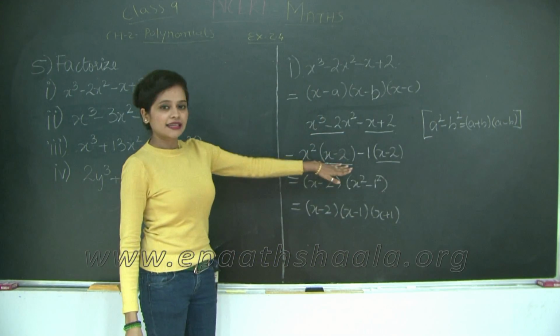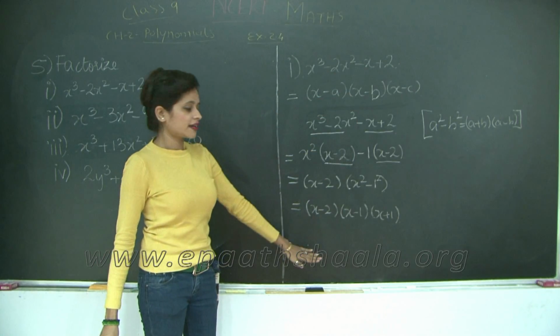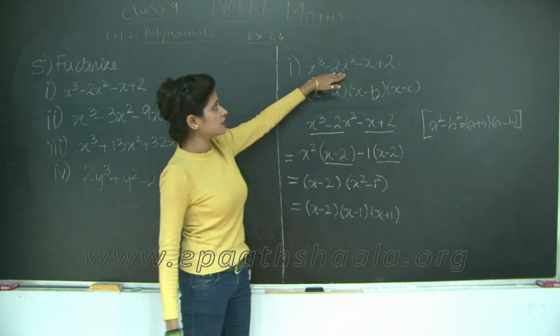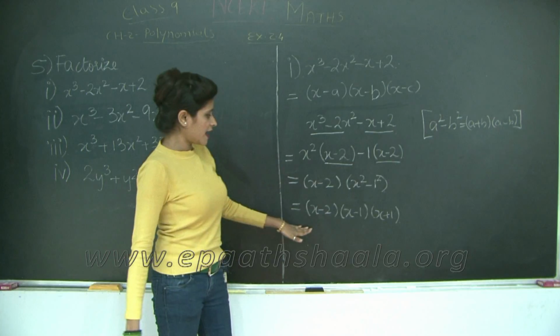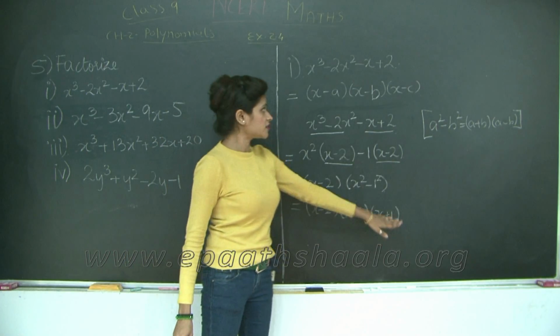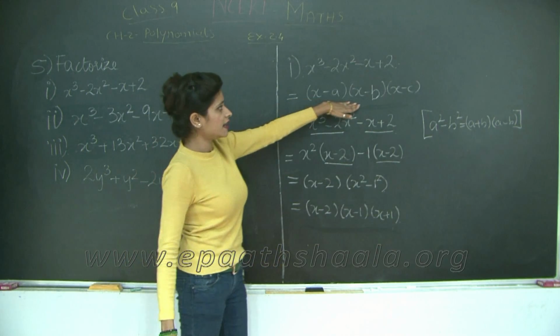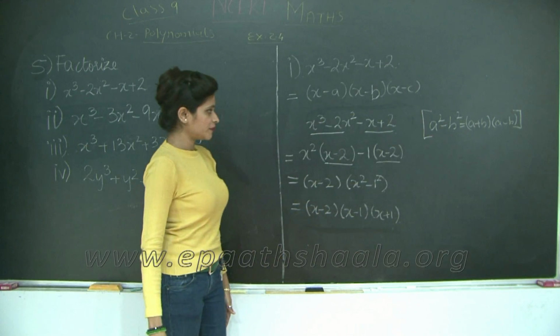So by simply taking out common terms, we were able to factorize this. So x cube minus 2x square minus x plus 2 has been written into the product of its factors in this form: x minus a, x minus b, x minus c. Please take a look.